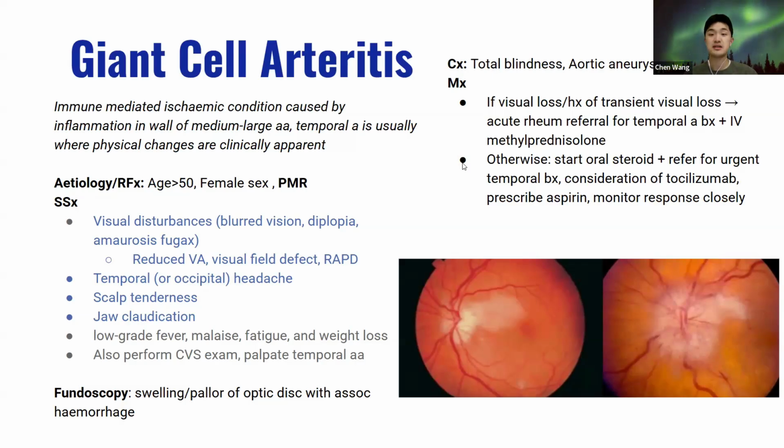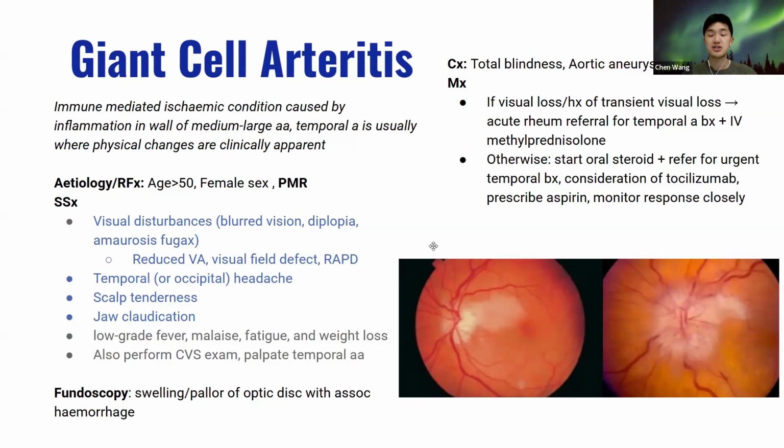So basically, the key management is that if they already present with visual loss or have a history of transient visual loss, you'll want to refer them acutely to the ophthalmology team for temporal biopsy and IV methylprednisolone, which is really, really important to get the inflammation under control. Otherwise, the team might start them on oral steroids and consider temporal biopsy as well.